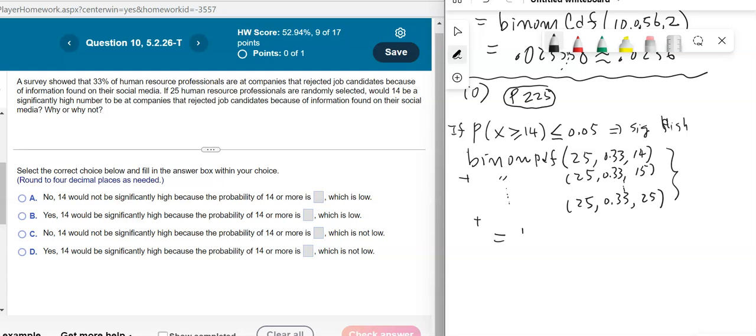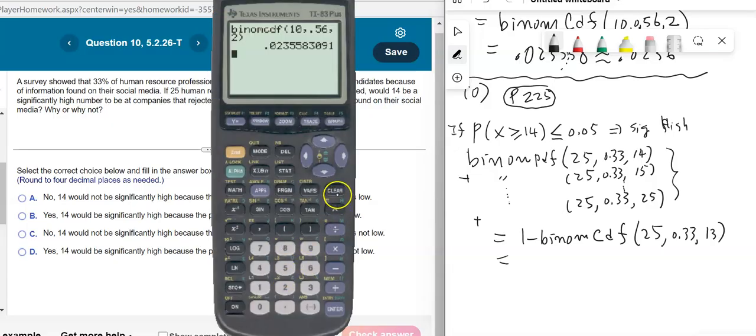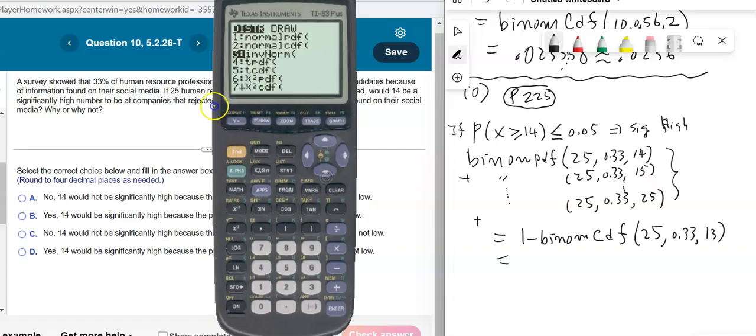is the same as 1 minus binomcdf(25, 0.33, 13) because it complements. So 1 minus, second VARS, binomcdf, and then it is 25, 0.33, 13. This is 0.01492. This is less than 0.05.